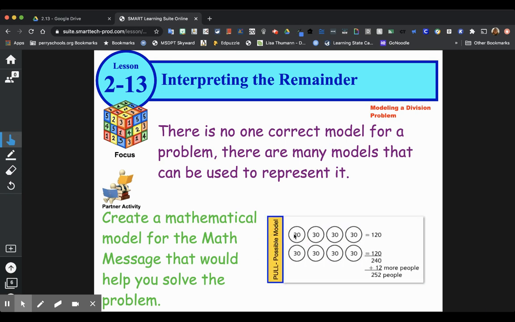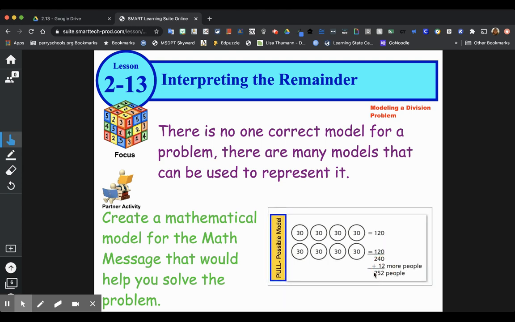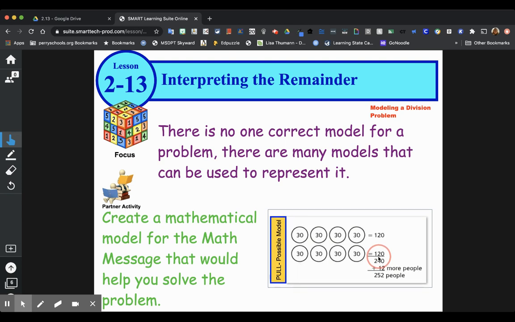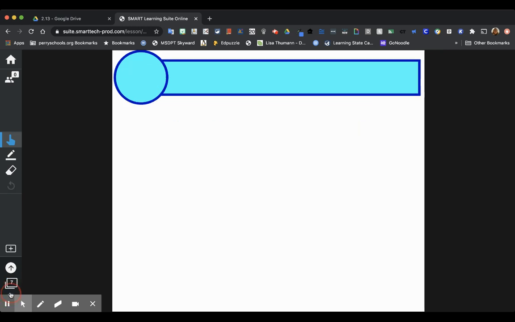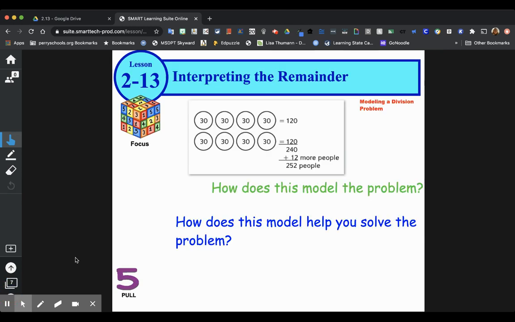Okay. I know that each time the roller coaster holds 30 people. So I'm going to draw circles, and for each one, I put a 30 in there. And you can see that I've got 8 of them, because I've got 1, 2, 3, 4 roller coasters equals 120, 8 equals 240 total. But there's 12 more people that need to ride. So 8 full roller coaster cars is 240 people. There's 12 people left over. That'll get us to the 252. Your drawing might look different than mine, okay?